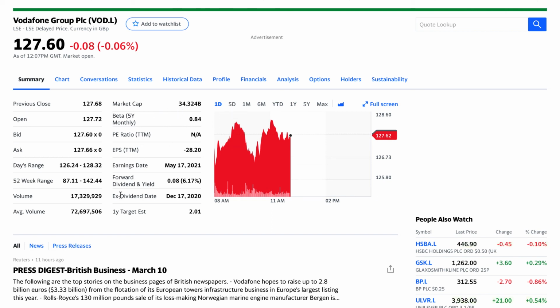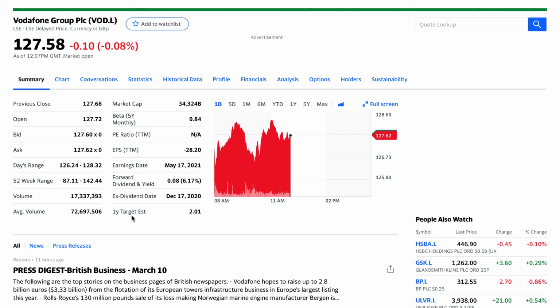And so the ex-dividend date is just the date on which the stock price is going to reflect the dividend that the company has paid out. It's not the date on which the company actually pays the dividends. That's going to be the dividend payment date. This is just the date when the stock price is going to reflect the dividend payment.